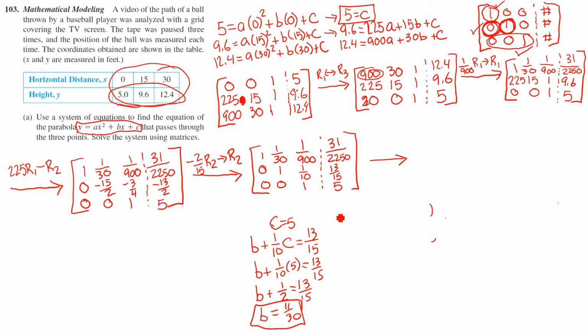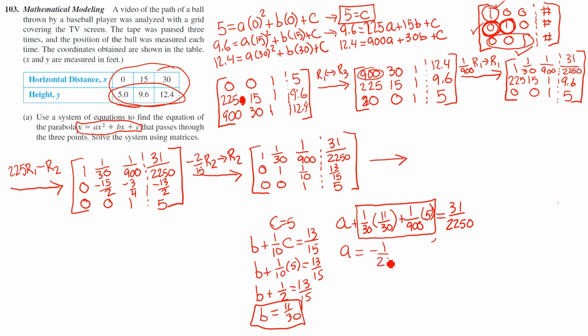Now for a, you would go back to the original, you would go, okay, well this is a plus 1 over 30 times b, which we know is 11 over 30, plus 1 over 900 times c, which is 5, equals 31 over 2,250. Once you solve this, once again, you're going to put all of this right into your calculator. You'll get a plus something equals 31 over 2250. Then when you solve it, you'll get a is negative 1 over 250.